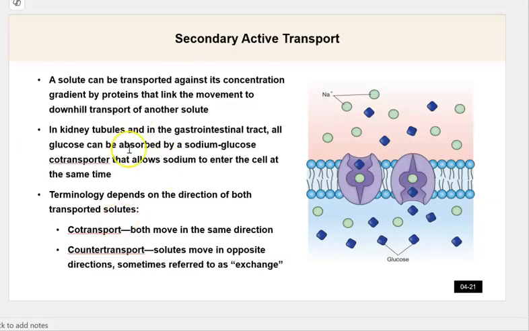The book goes into secondary active transport, which is co-transport or counter-transport. That's outlined as well in your book. Again, be comfortable with the idea of what they're trying to say and what it means, so that you are just familiar. If someone said, give me an example of a definition of secondary active transport, you can say that a solute can be transported against its concentration gradient by proteins that link the movement to downhill transport of another solute.